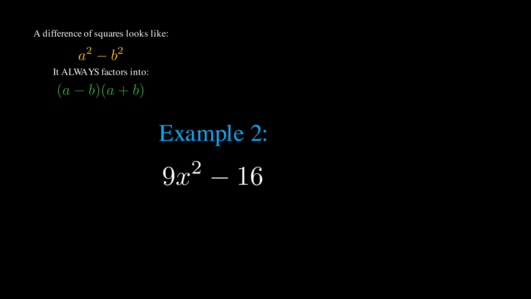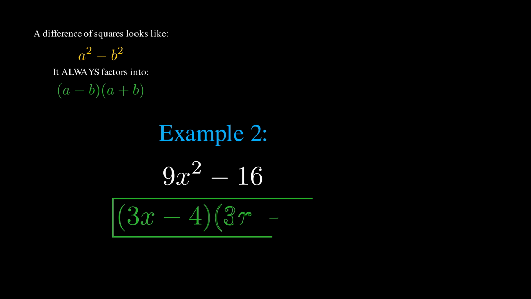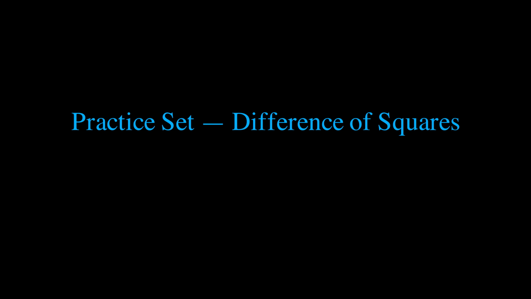Now we have 9x squared minus 16. Nine x squared is a perfect square because it comes from 3x times 3x. 16 is also a perfect square because 4 times 4 equals 16. So here a is 3x and b is 4. Use the same pattern again. That gives 3x minus 4 times 3x plus 4. And that is the factored form.